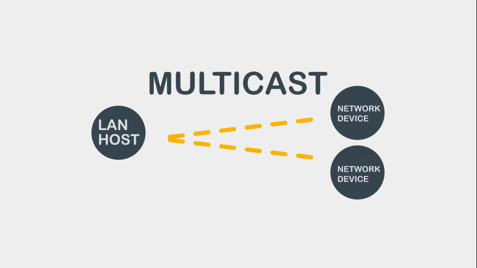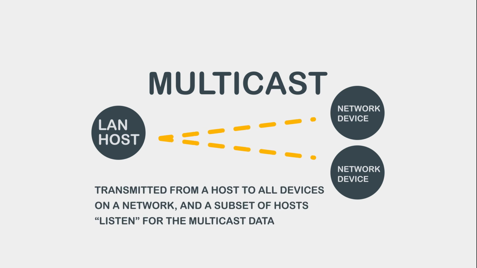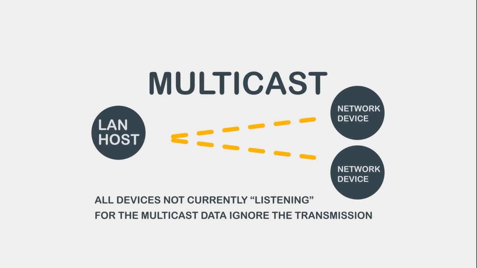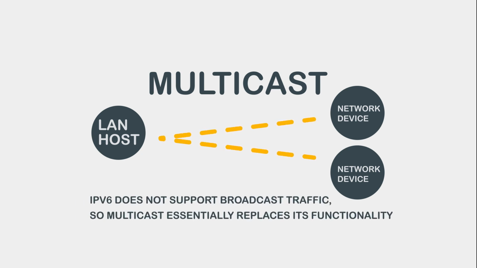Multicast, one-to-many traffic, transmits data to a subnet of all devices that are the recipients. As shown in the illustration, multicast traffic is transmitted from a host to all devices on a network, and a subset of hosts listen for the multicast data. While all devices hear multicast transmitted frames, all the devices not currently listening for the multicast data ignore the transmission. If you are familiar with the broadcast traffic of IPv4, multicast can be thought of as the IPv6 equivalent. IPv6 does not support broadcast traffic, so multicast essentially replaces its functionality.